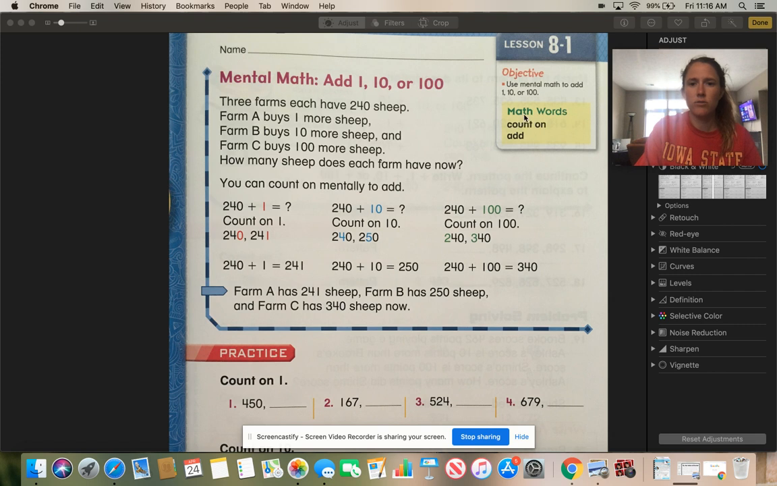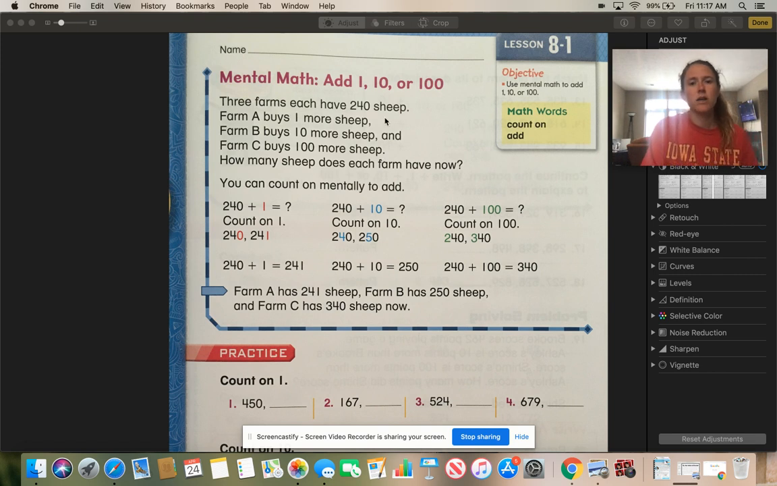Let's look at the math word. So, counting on just means keeping going forward with your numbers. So, like 1, counting on 2, counting on 3. And then add. We all know what add means. Who remembers what the answer to an addition problem is called? Anybody? If you said sum, you are correct.